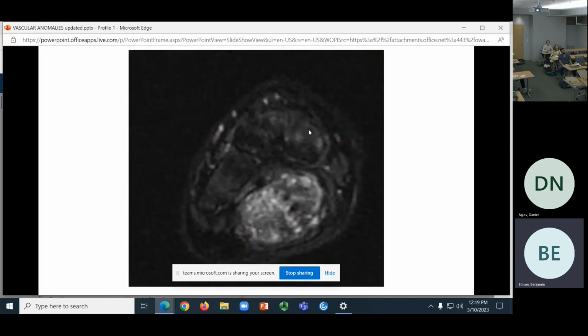So this one, if you resect that, the foot is not going to be functional anymore. So you're going to resect all the muscles, tendons. So resection is not an option in this case, right? Then you need to think about other options, how to treat those. Okay.